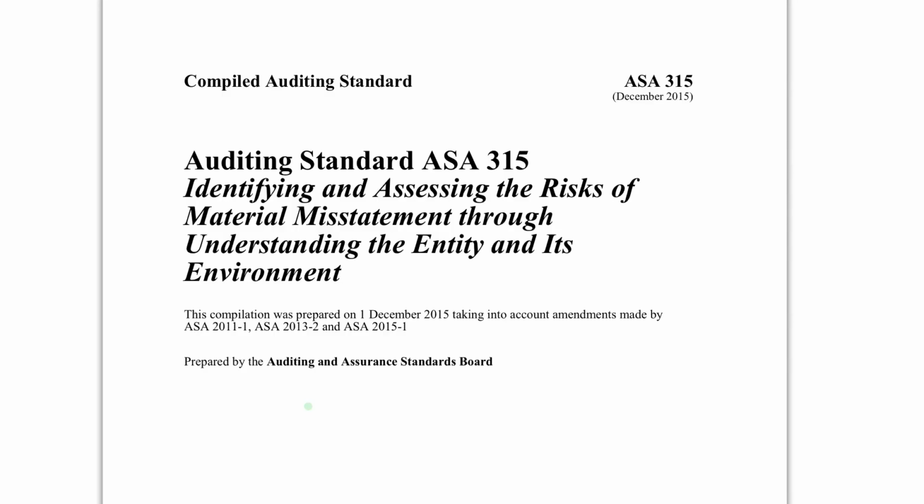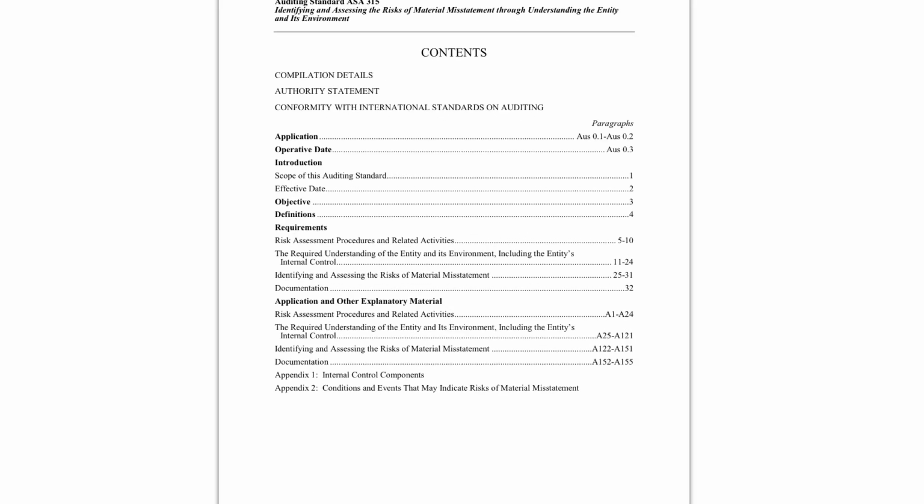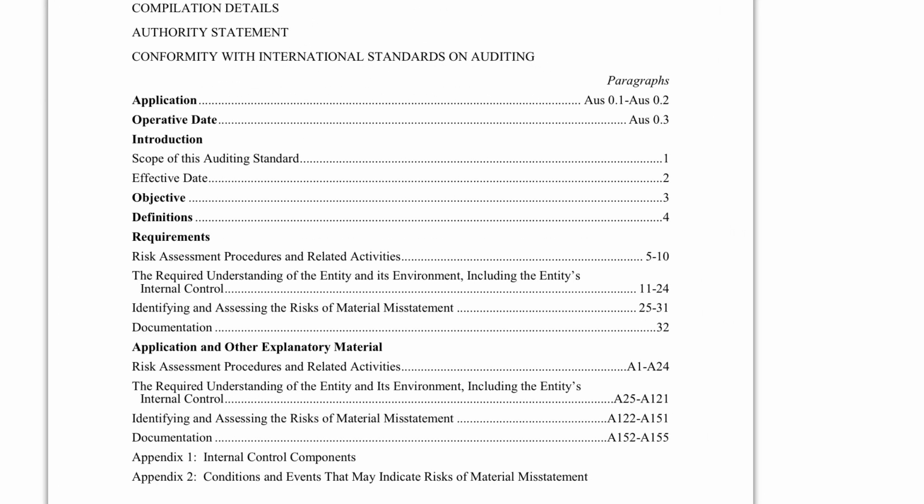Digging into our standards, 315 is about identifying and assessing the risks of material misstatement, and we do that by understanding the entity or our client and their environment. In the contents, I'm just going to zoom in a little bit here. In this video, I'm going to look at the requirements. So what is it that we're legally required to do? In part 2 of the video, I'm going to go into the explanatory material. And then in part 3 of this series, I'm going to look at the new exposure draft.